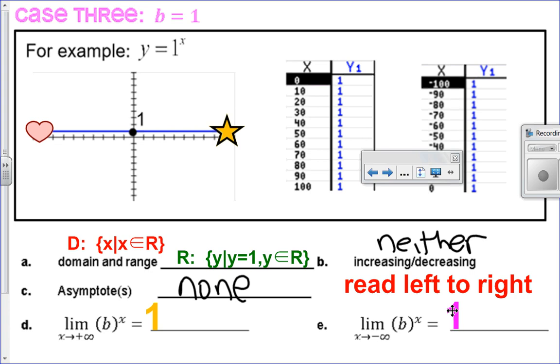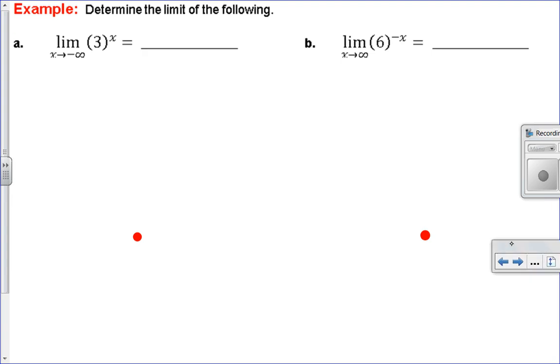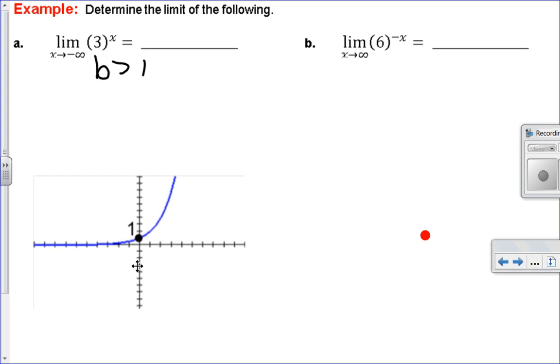Okay, so let's use what we know about graphs to do some limit questions. So for example here, the limit as x approaches negative infinity of 3 to the exponent of x. Well, first thing that I notice is that the base is greater than 1. So since the base is greater than 1, I know that I have an increasing function. So when I have an increasing function, as x approaches negative infinity, this limit approaches a y value of 0. So by knowing my graphs, I could easily figure out what that limit is.